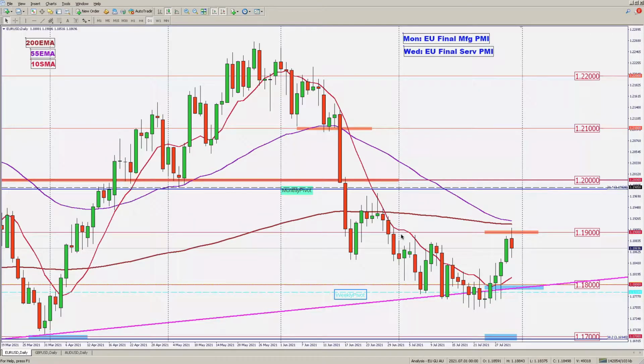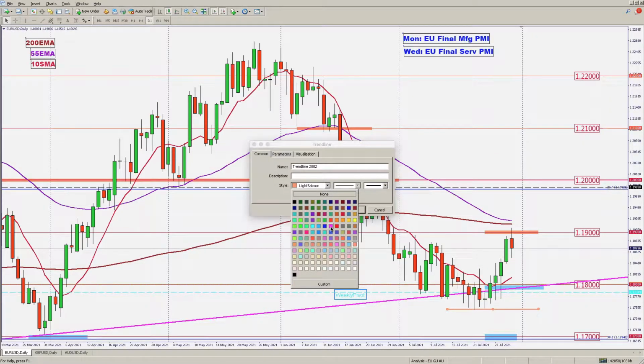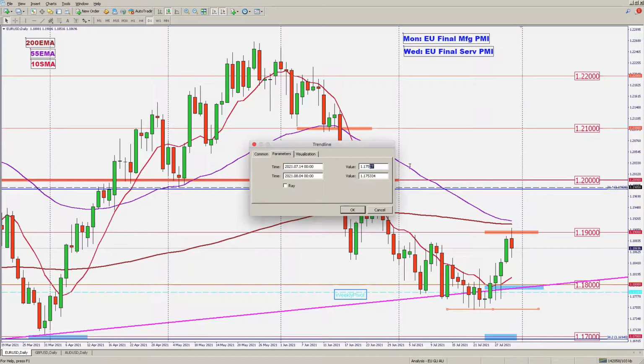But this whole month looks like it has been consolidating pretty much within about the 100 to 130 pip zone. So support is at around 117.50, just above 117.50. So let's just draw this trend line here for support. Let's just call this 50.